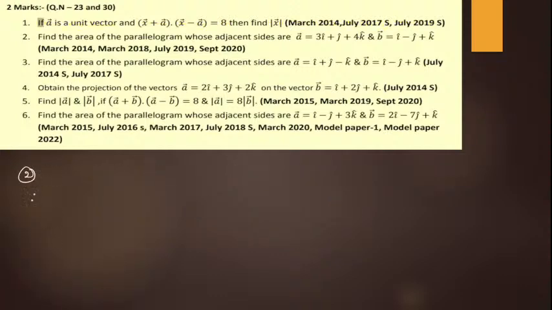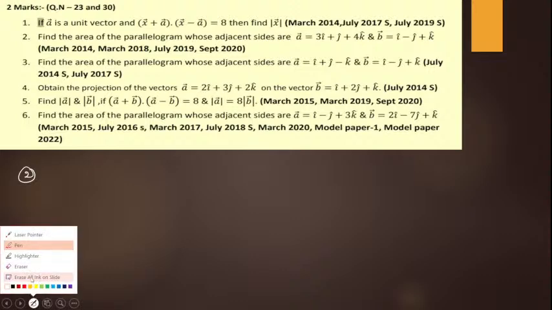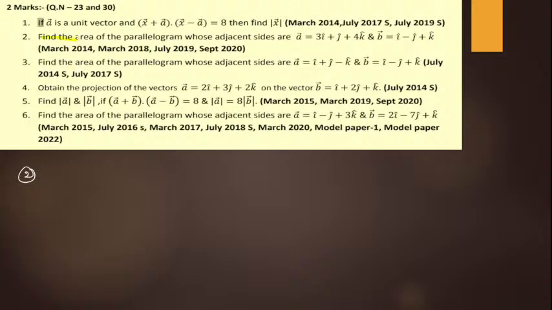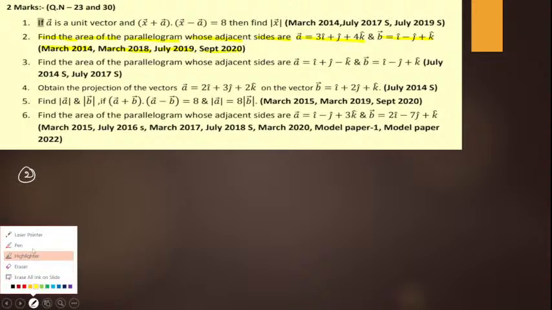Second one, find the area of parallelogram. Every time they will ask this question, find the area of parallelogram as well as find the area of triangle. So be aware of it. So first one is here. Find the area of parallelogram whose adjacent sides are given. Vector a is provided, vector b is provided. So this question asked in March 2014, March 2018 as well as July 2019 and September 2020. Clear? So we'll see how to solve this.